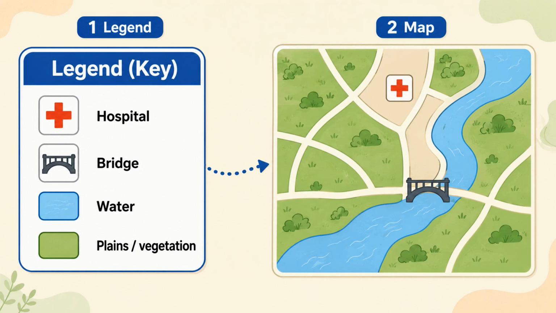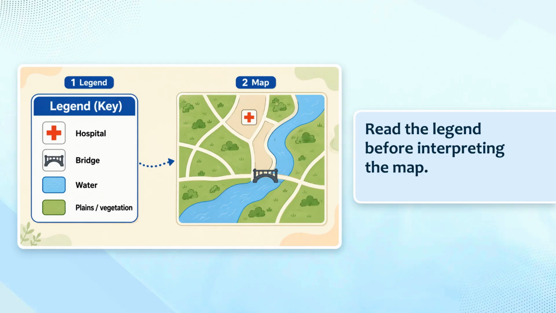The legend, or key, is the box that explains the map's symbols and colors. Read it first to learn what marks such as hospital and bridge mean on that particular map. The numbered eye path shows the reading habit to build. Read the legend before interpreting the map. The key supplies the meanings needed for correct decoding.